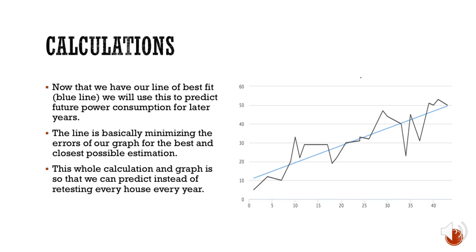Using the equations from our past slide, we want to calculate a regression line that best fits our model. When we do this, we're basically minimizing the error of our graph for the best and closest possible estimations. Our estimations are for what hasn't been gathered as of now. We want to predict for the future, because it wouldn't be efficient, it would be very time consuming, to go every day, every year, and calculate the power consumption from every house instead of using estimations. Estimations will make our job way easier.